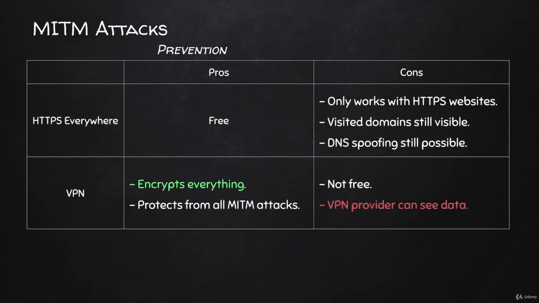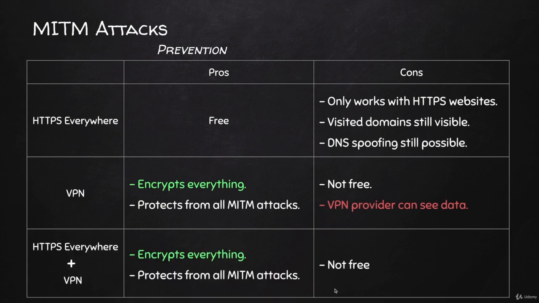Then we spoke about using a VPN, and with using a VPN, everything gets encrypted, so that's even better. None of the attacks that we talked about and that we covered in this course will work because everything gets encrypted. The only problem is it's not free. There are free services, but like I said, they're not great, so you shouldn't use them. Just don't use a VPN if you don't want to pay for it. The other problem with the VPN is that the VPN provider can see your data, so you're introducing a man in the middle. But we can take this one step further and use HTTPS Everywhere with a VPN.